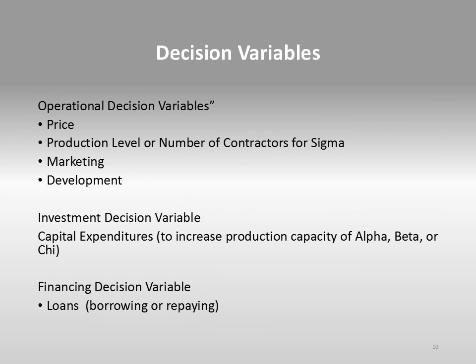There are decision variables having to do with the operations of the business, the capital expansion of the business, and the financing of the business. As you can see here, most of the decisions have to do with the running of the business. These operational decisions are price, production, marketing, and development. As far as capital expenditure, you can increase the production capacity of alpha, beta, or chi. And then finally, the financing decision is relatively simple. You can either take out loans or pay them back.